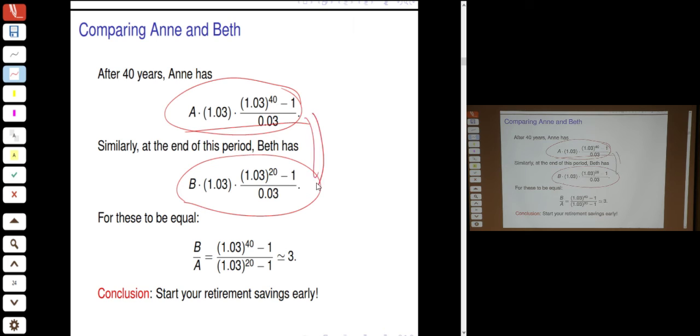So these two have to be equal, which immediately gives you a value for the ratio B over A, and you can approximately calculate this as roughly equal to 3. So just because Beth is saving for half the total number of years as Ann, 20 years instead of 40, she has to save 3 times more money every year.